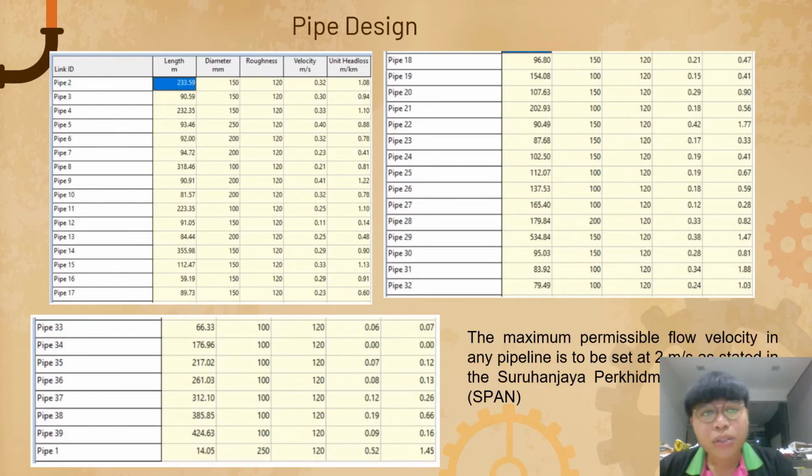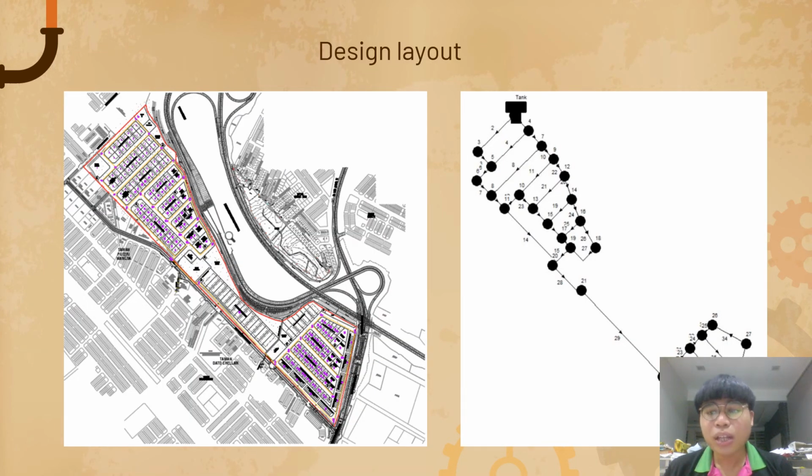Now this is the pipe design. The pipe design involves all the head loss. The maximum permissible flow velocity in any pipeline is to be set as 2 meters per second as stated in the guidelines. So all the design must be within this range, and all the design has come out by the tabulations from the EPANET system. This is the design layout showing all the 31 nodes on the layout plan.